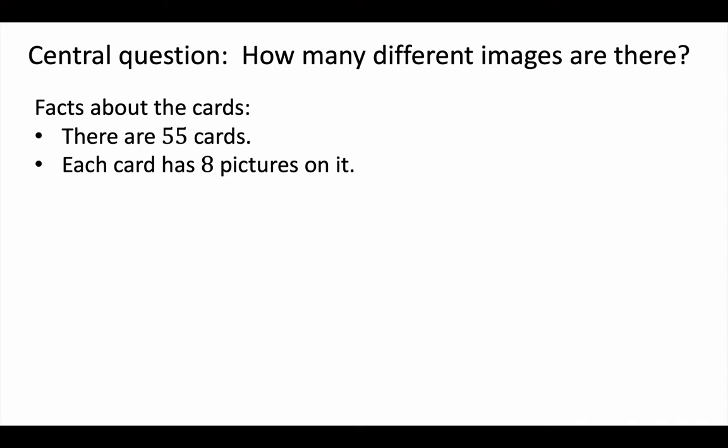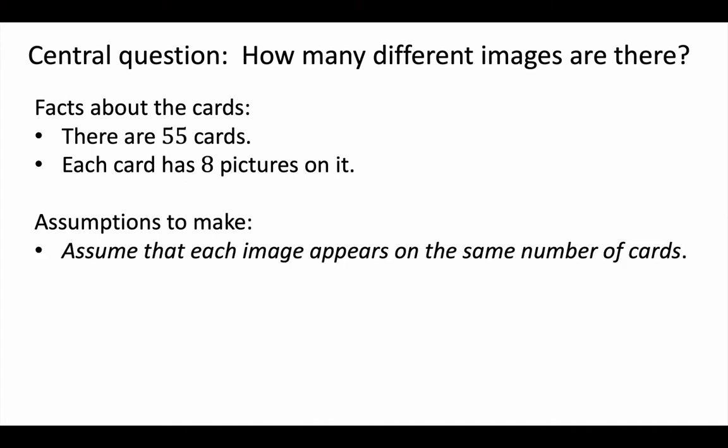In order to do our calculations, we're going to need to make some assumptions. The first assumption we'll make is that every image appears on the same number of cards. Now, I do want to distinguish between an image and a picture. A picture is a physical representation of one of the abstract images. So there will be far fewer images when we're done than there are pictures. We'll talk about the number of pictures here shortly. But we're going to assume that every image appears on the same number of cards. So if the igloo appears 12 times, so does the fire, so does the wedge of cheese, and so forth.